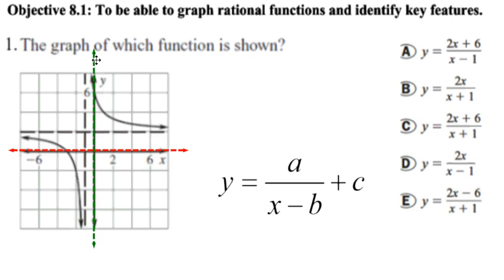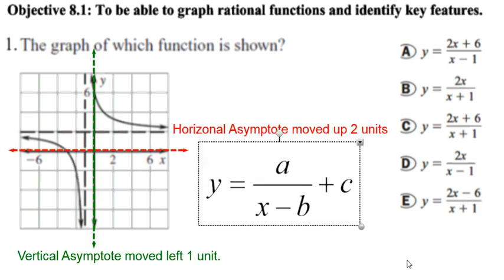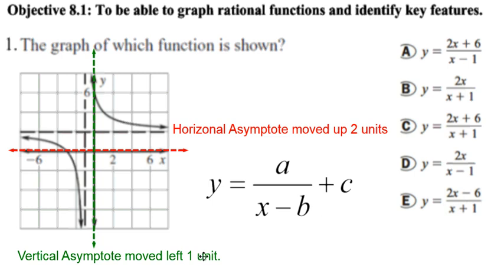Now we can see normally that vertical asymptote is at 0, but it's now moved to the left 1 unit. The horizontal asymptote is usually at 0, but now it went up to 2. If we think about those movements and where they play into the equation, that would help us. The vertical asymptote going to the left is an input change. That would go here with B. And moving up the horizontal, that would go with the C change.